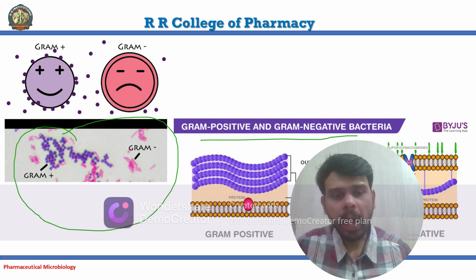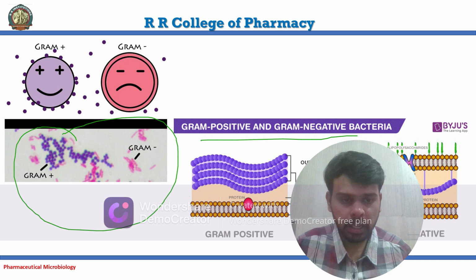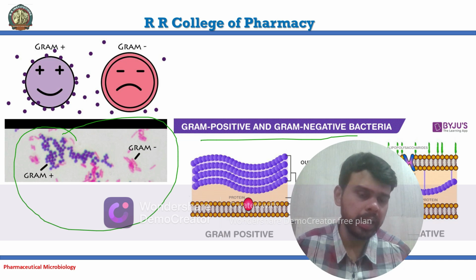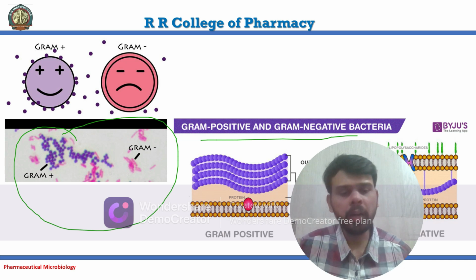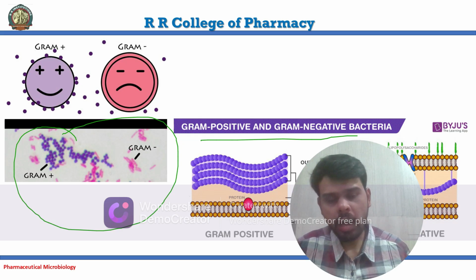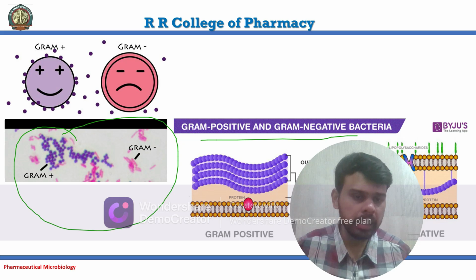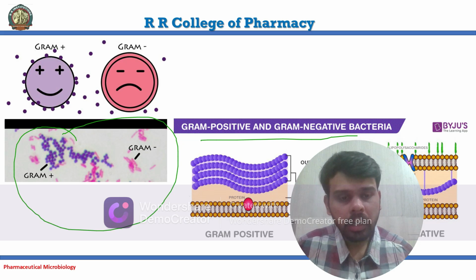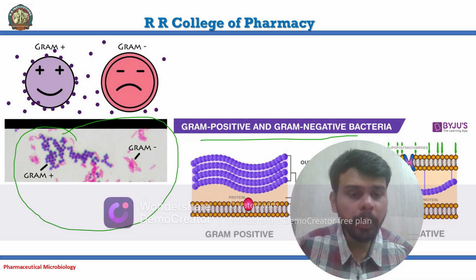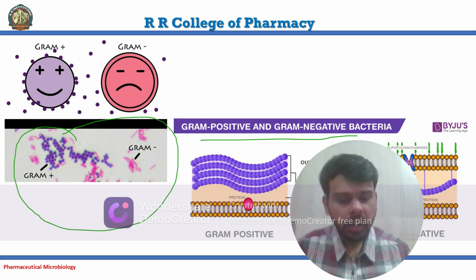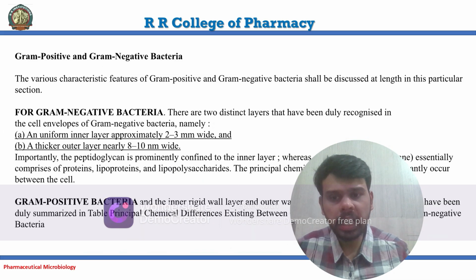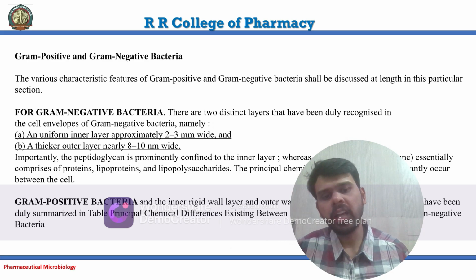Why gram positive retains the purple color and gram negative retains the pink color is due to the cell wall. In gram positive and gram negative bacteria, the main thing is the cell wall. This cell wall, made up of the peptidoglycan layer, will decide the color of the bacteria. Now here we can see what exactly happens.